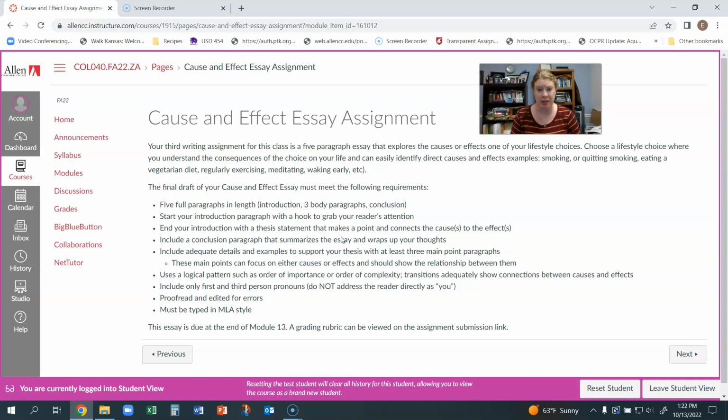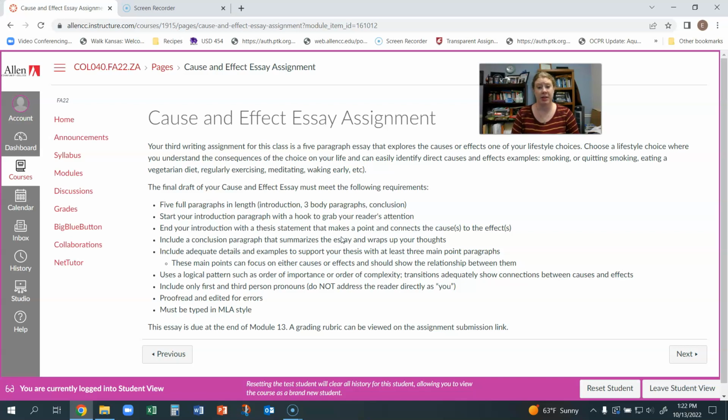So I want you to be thinking about things that you have purposefully done that have an effect on you. It may be something positive, it may be something negative. So if you're a smoker, obviously the effects are probably going to be fairly negative. But maybe you have chosen to exercise regularly. Maybe you meal plan every week or something like that. Maybe you meditate every day.